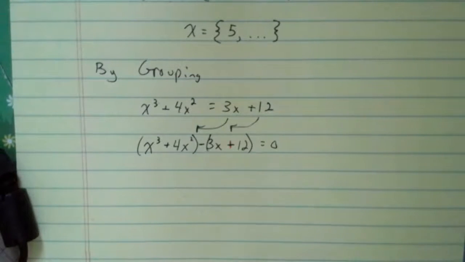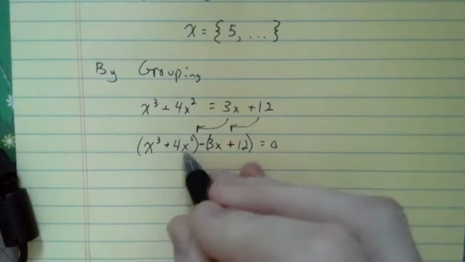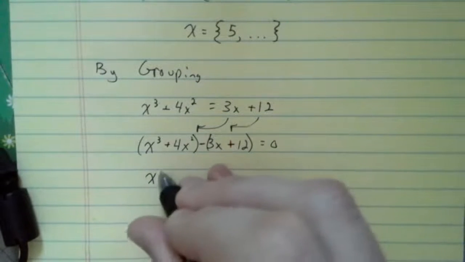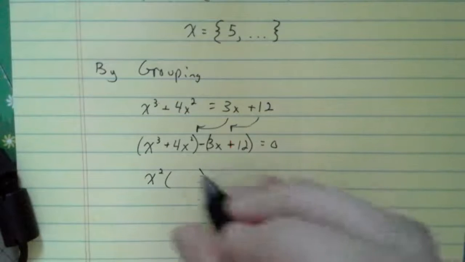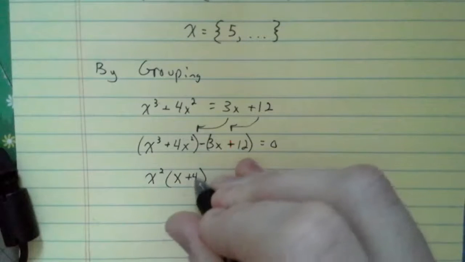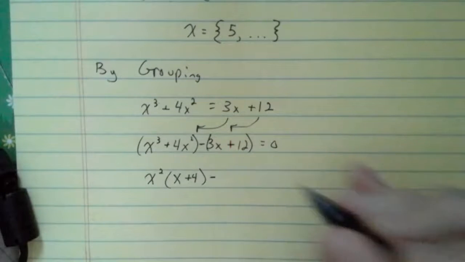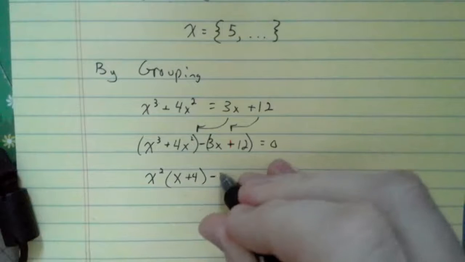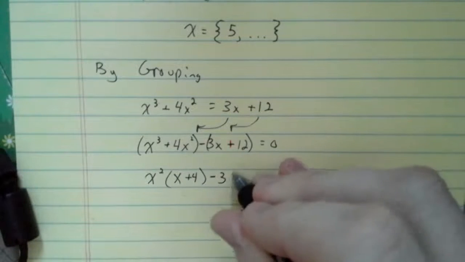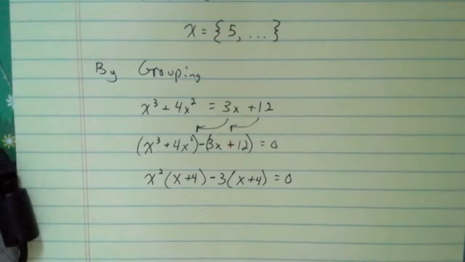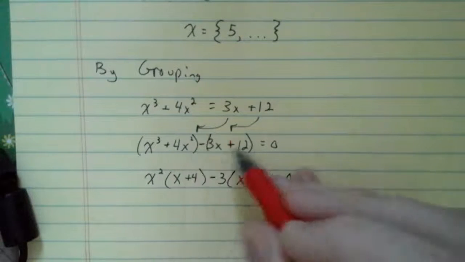Now I'm going to go ahead and factor. I'm going to look for the GCF of these 2. So what's the largest thing that goes into x cubed and 4x squared? Well, it looks like x squared. When I factor that out, I'll be left with x plus 4. Over here, minus. Now, what goes into 3x and goes into 12? 3. And I'm left with x plus 4. All right. So here, we did the GCF twice, right? GCF for these 2, GCF for these 2.